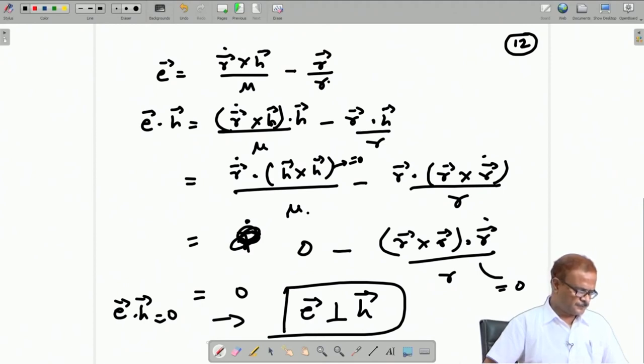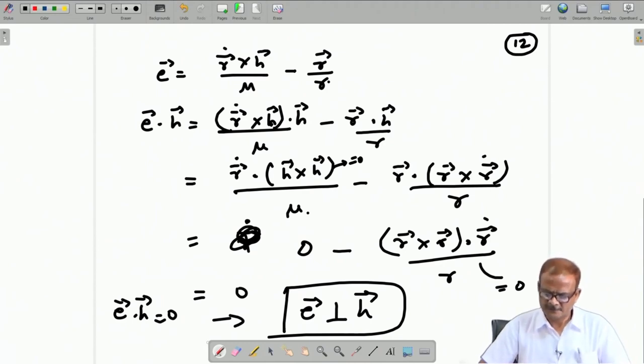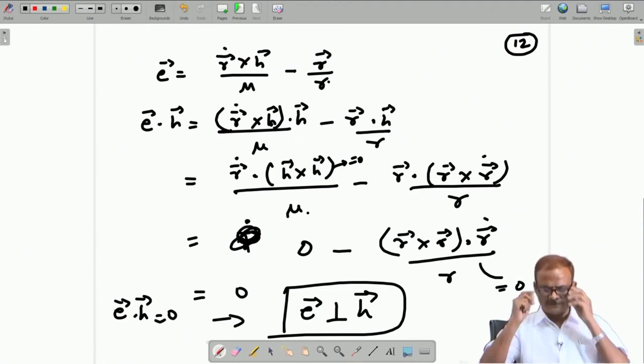Okay, so, we will wind up here and we will continue with the orbital parameters, because we have to work out the remaining 4. So, in the next few lectures we will wind up this topic.